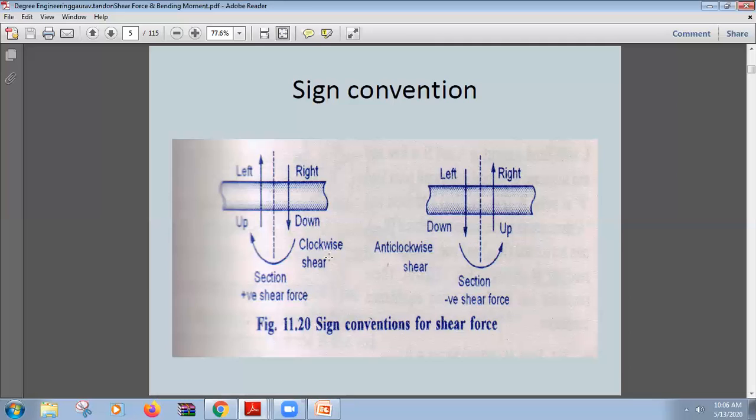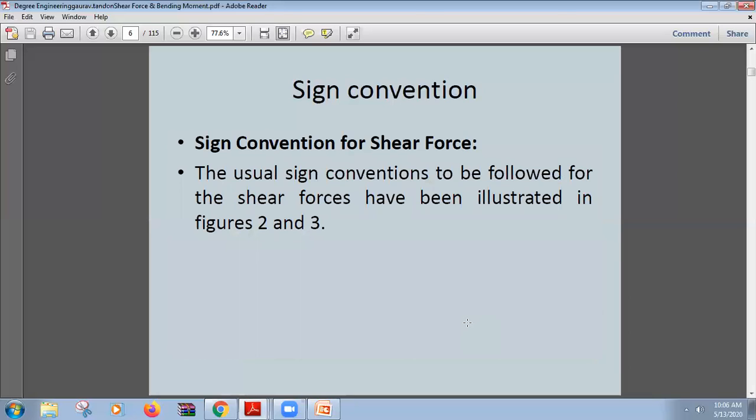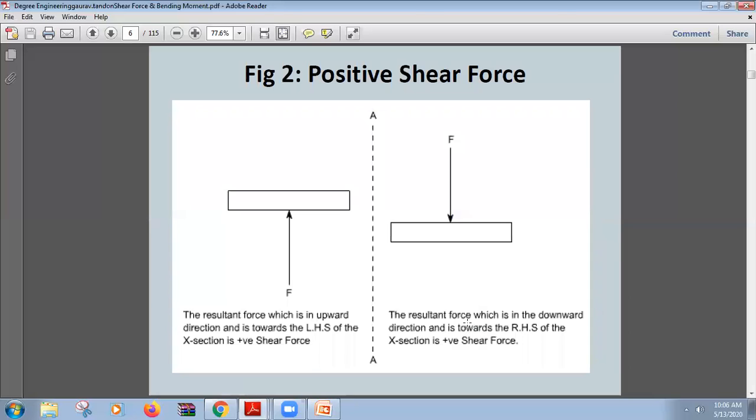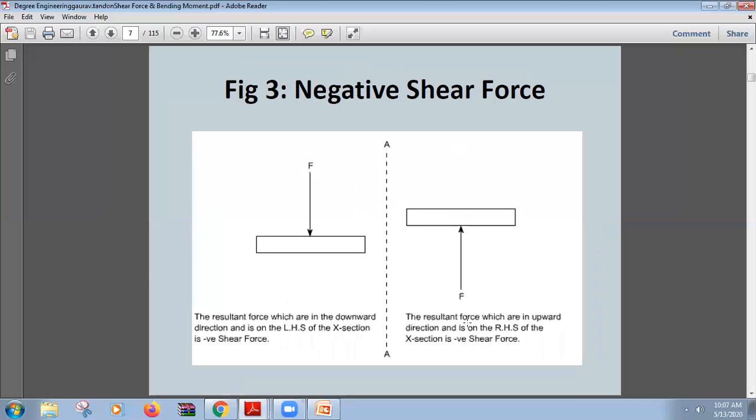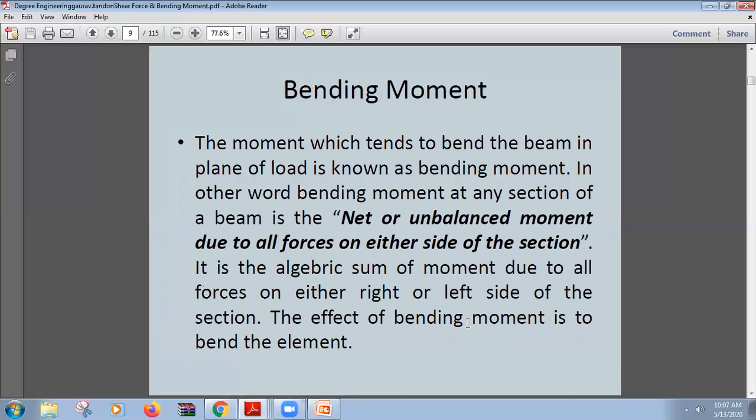If we find in the left section that force is acting downwards, or in the right portion the force is acting upwards, this is known as negative shear force. This is quite simple and quite clear, I hope. Now this is the sign convention for the shear force. The left one acting upward is positive, and if it's acting downward in the left section, this is negative.